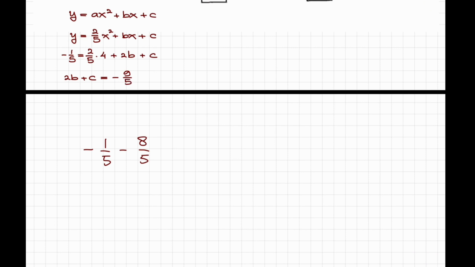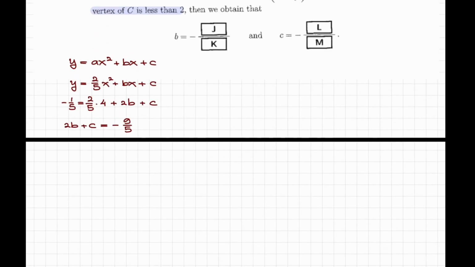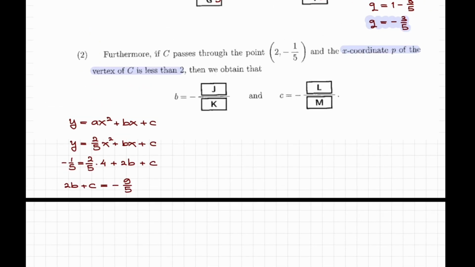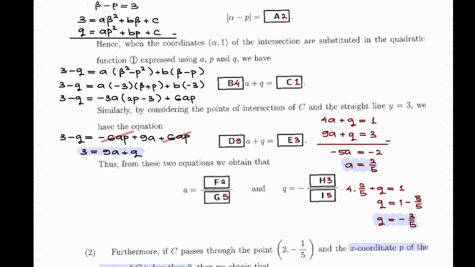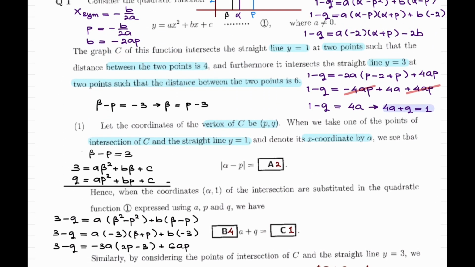Of course, we need one more equation because we want to find B and C. So we have two unknown variables, so at least we need one more equation. To find another equation, I think we can use this one.